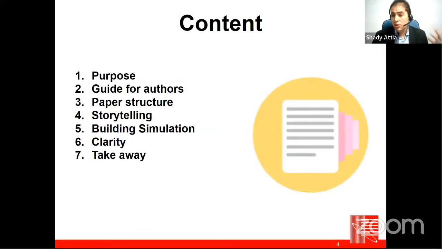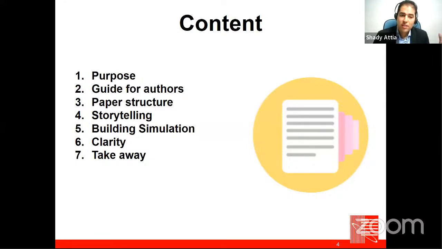If you want to go into details, I'm going now to take you through these 7 items. What is the purpose of a conference paper? What is a guide for authors? Why should I read it? And what is in it? How should I structure a conference paper? How should I develop my storytelling?